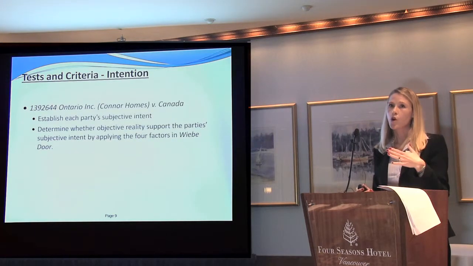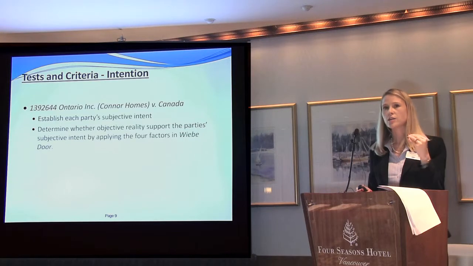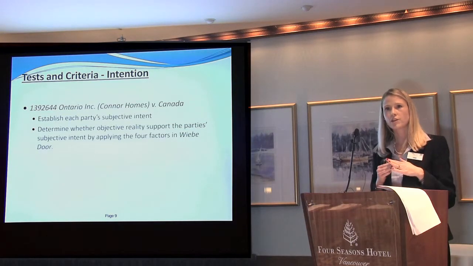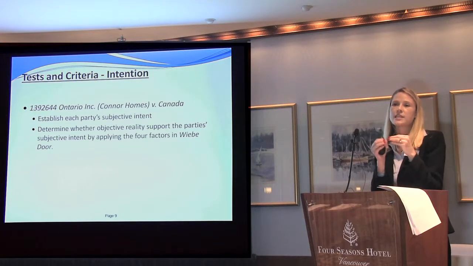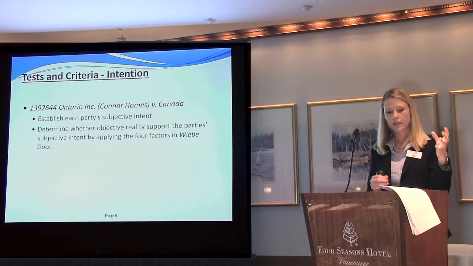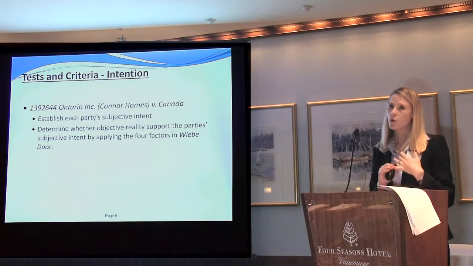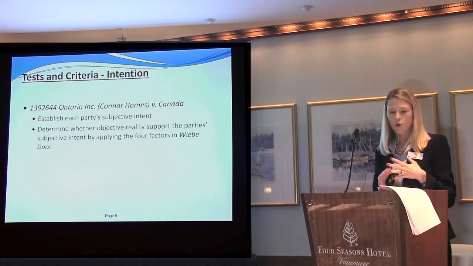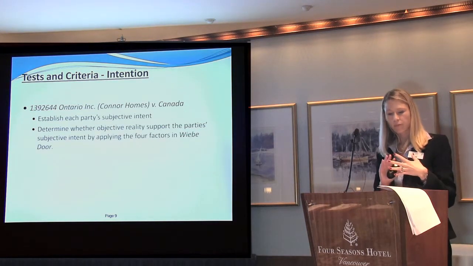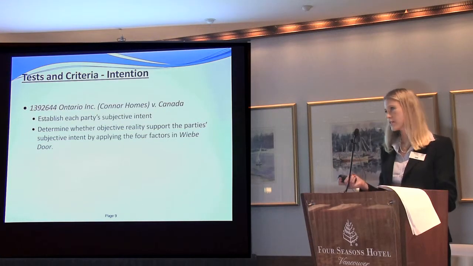And then the second part of the test is going back to the Wiebe Door case that we just discussed. You go through that and look at the 4 criteria set out in the Wiebe Door case and make sure that what is actually happening supports the first part of the test, which is the documented part. So we once again look at the control, the tools being used, ownership of tools, the chance of profit or risk of loss, and integration into the business.